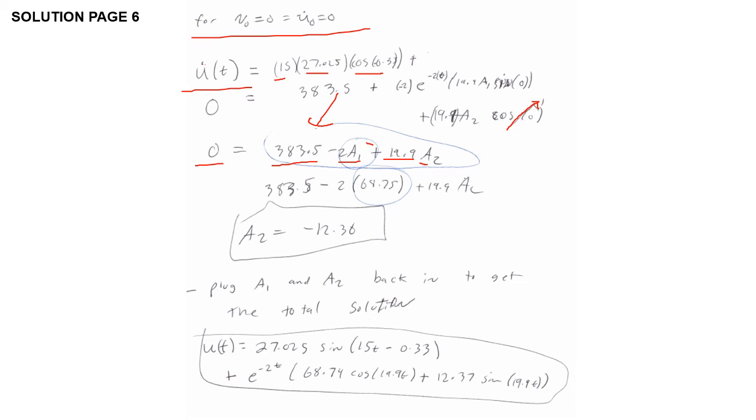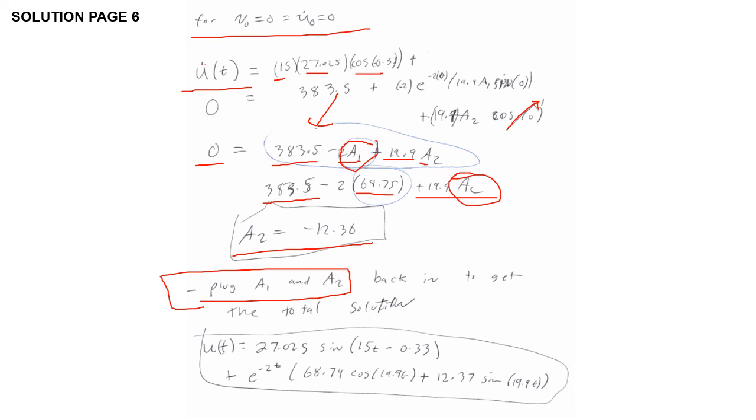Well, now we have a value for a1 that we've just solved for on the previous slide. We can plug in there. So we get 383.5 minus 2 times our value for a1 of 68.75 there, plus our 19.9 a2. Our only unknown in this relationship now is our a2, so we can solve for a2. a2 is negative 12.36. So all that just to get our a1 and a2, so then we can plug our a1 and a2 back in to our total response equation to get our final solution. So that's what we do there.